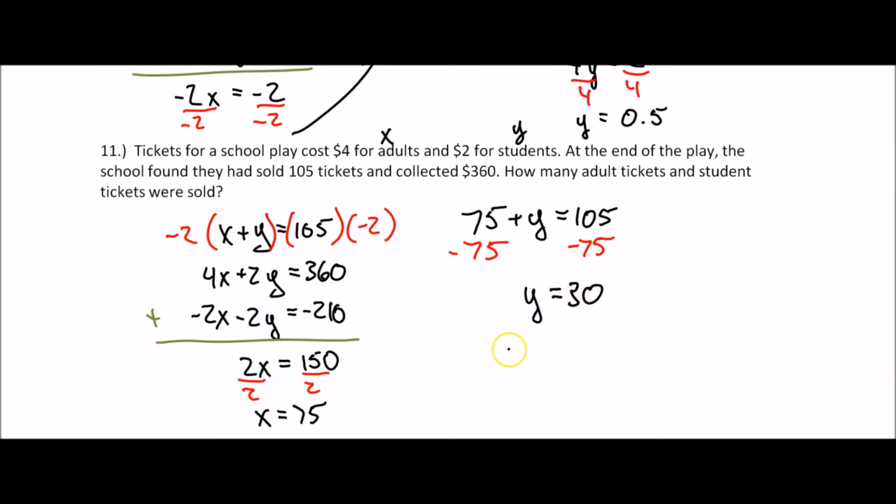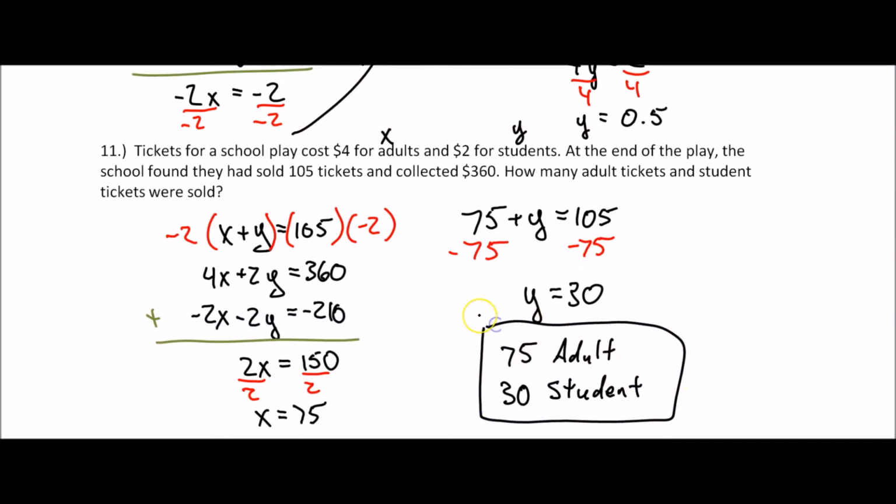All right. So in other words, there were 75 adult tickets and 30 student tickets that were sold. And you know, in a real world perspective, we'd want to do things like that to analyze who's buying tickets so we can kind of market to our target audience. Okay.